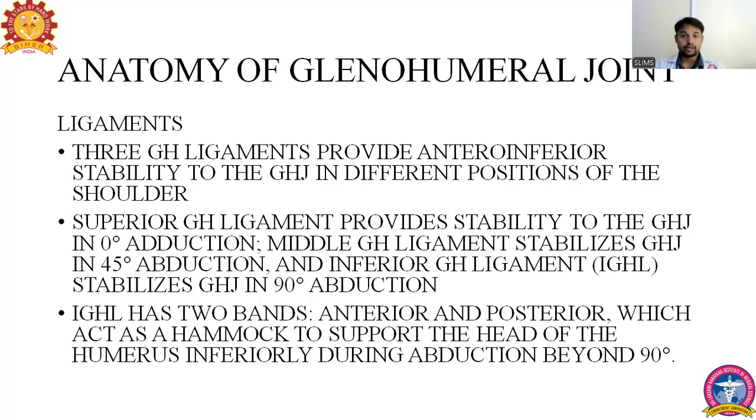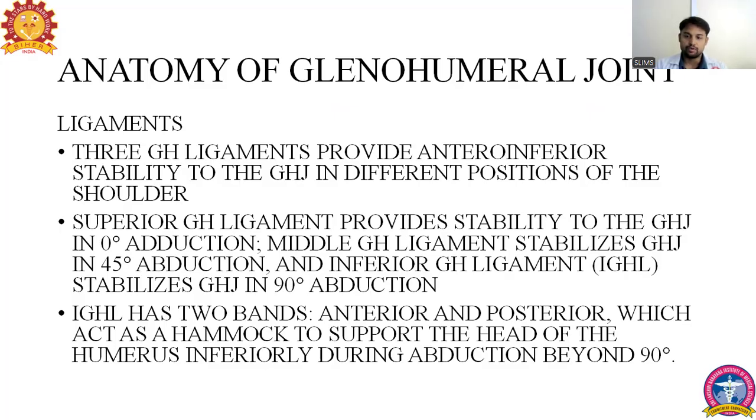The anatomy of the glenohumeral joint is very important for us because these are the things which make us move the shoulder. There are static stabilizers and dynamic stabilizers. The ligaments are stabilizers too. There are three glenohumeral ligaments that provide antero-inferior stability in different positions. The superior glenohumeral ligament provides stability at 0-degree adduction, and the middle glenohumeral ligament at 45 degrees of abduction. The inferior glenohumeral ligament has two bands.